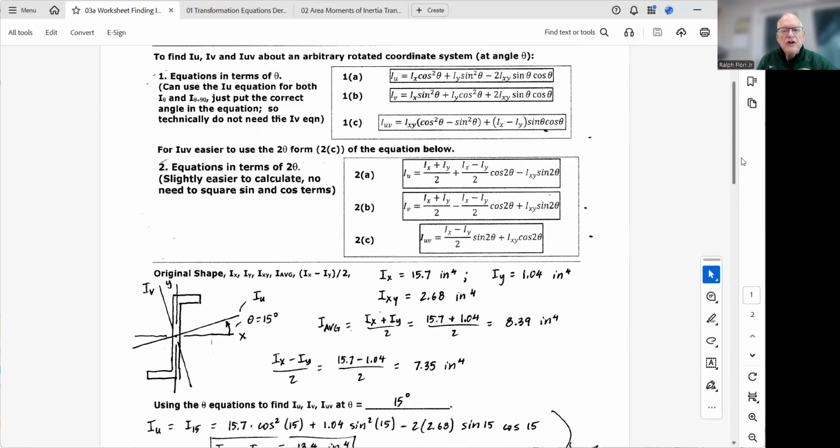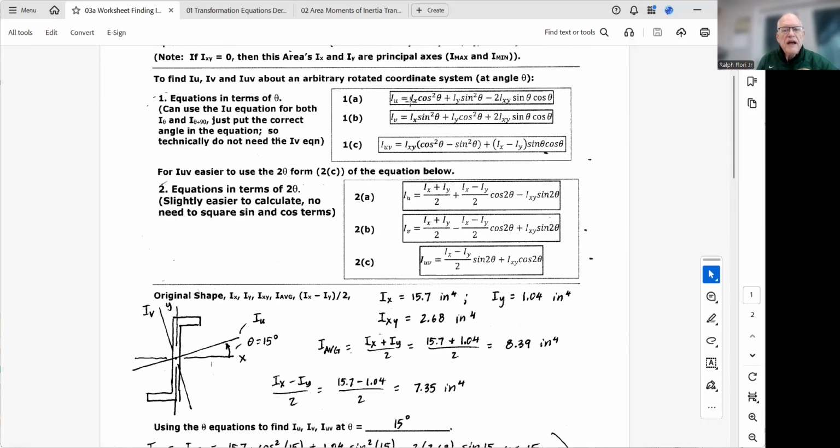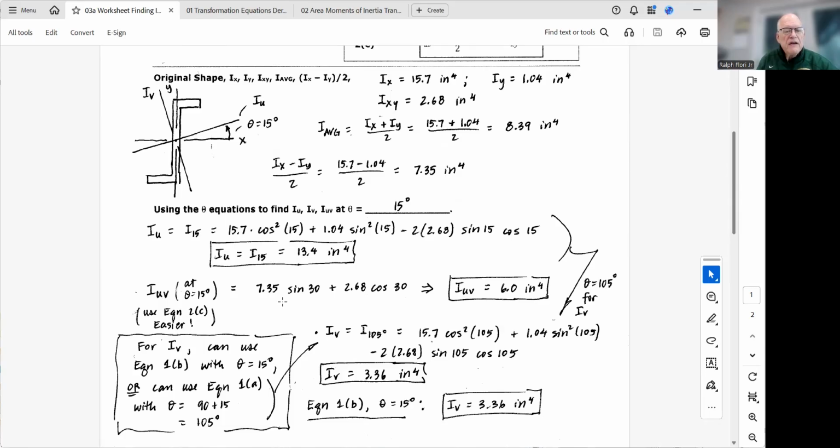So let's find this I15 right here. First of all, we're just going to use the cosine squared equation, and plug in the Ix, the Iy, the Ixy, and 15 degrees. So I15 is 15.7 cosine squared 15 degrees, plus Iy, which is 1.04, sine squared 15 degrees, minus 2 times 2.68, which is Ixy, sine 15 cosine 15. And we find I at 15 is 13.4.